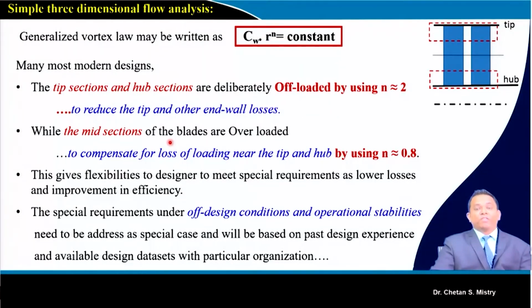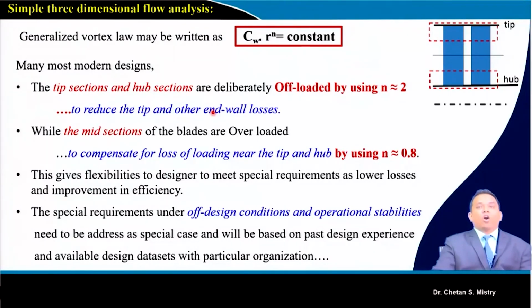So in week 3 we were discussing these aspects. You know better now, and if not, maybe you can revise that part again to get a detailed understanding of end wall losses. Now at the mid station, at the hub and tip we are mildly loading, that is an offloaded configuration. That means at the mid station we need to load slightly higher, and under that configuration you need to select the exponent as 0.8.